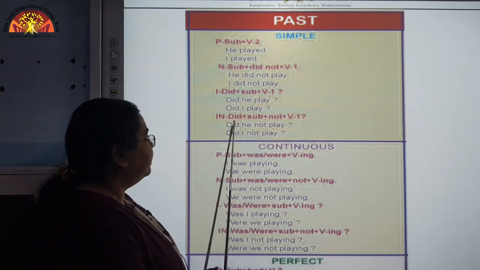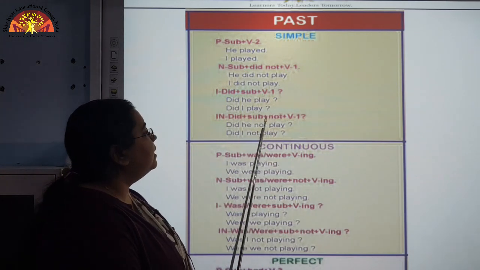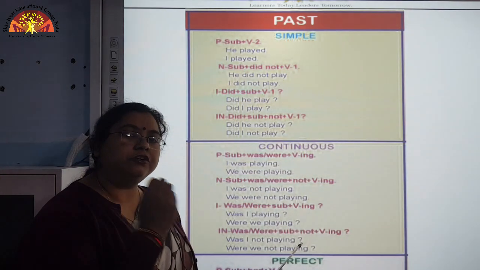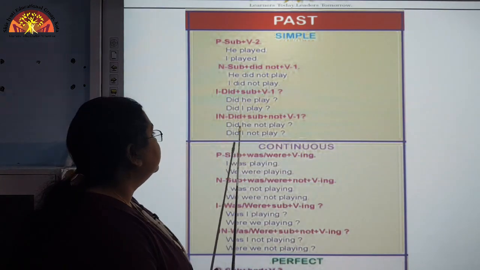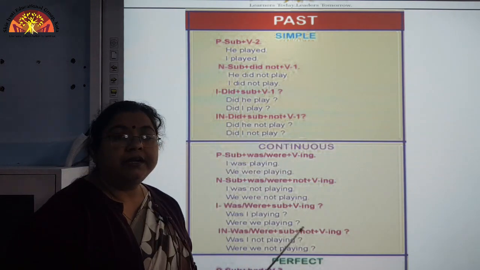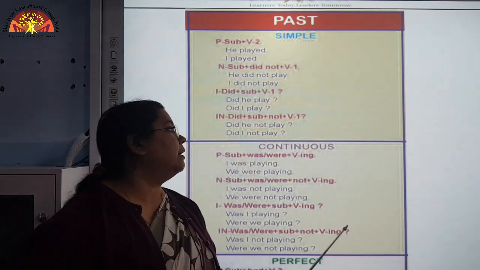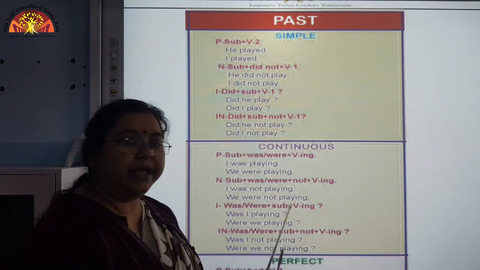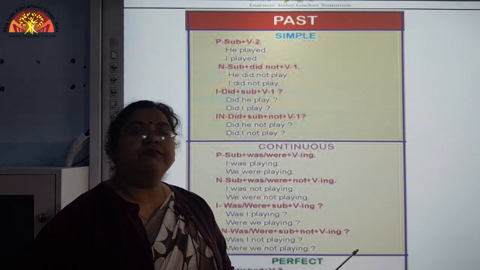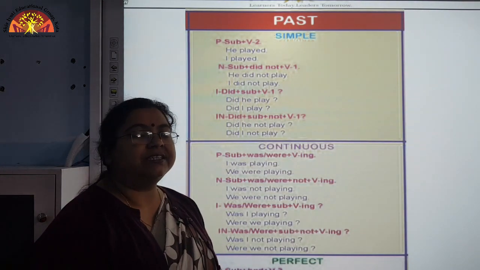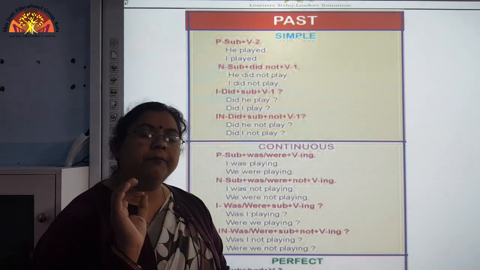So, again did plus subject plus not plus verb first form. So, we have introduced not here after the subject. Did he not play? Did she not go to school yesterday? Like this. So, did I not play? In this manner we frame the interrogative negative sentence under simple past tense.